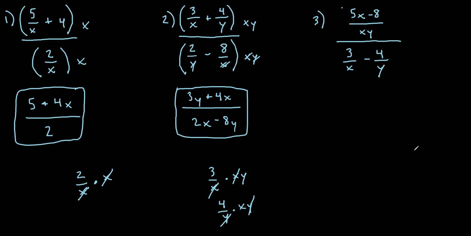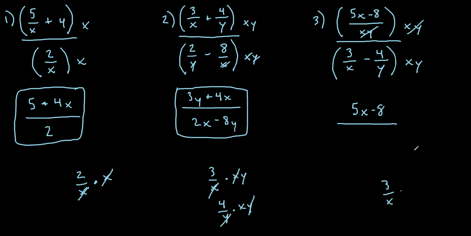So let's multiply the entire numerator by xy. And let's multiply the entire denominator by xy. So in the numerator, when we multiply this entire expression by xy, the xy's just cancel out, and we're left with 5x minus 8. And down here in the denominator, when we multiply 3 over x times xy, the x's would cancel out. So this x in the numerator and this x in the denominator, and we would just be left with 3y.